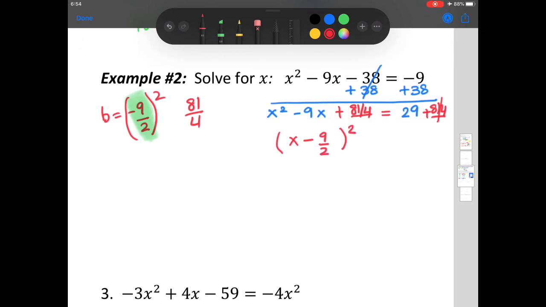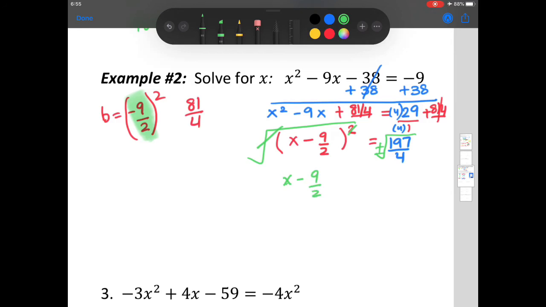And two of the same quantity squared, right? And what do I get on the right side? You can put it in the calculator or find the LCM, which is 4, and multiply by 4 in the numerator, which would be 116 plus 81, which is 197 over 4. Now it's pretty straightforward from here on. Take the square root. When you take the square root, make sure you put the plus and minus. So the square and the square root cancel out.